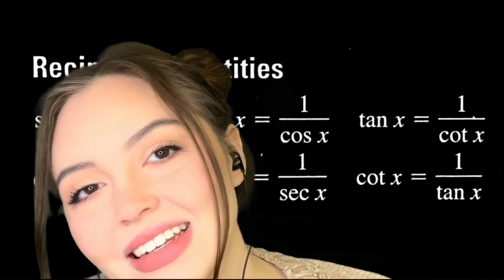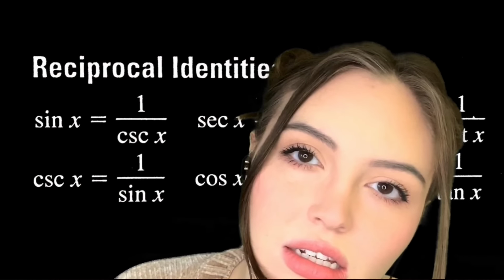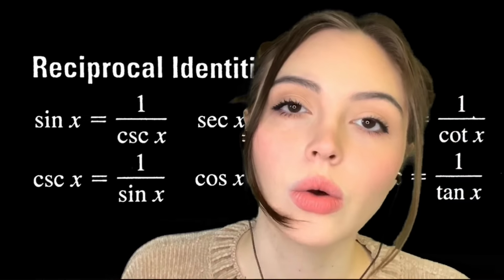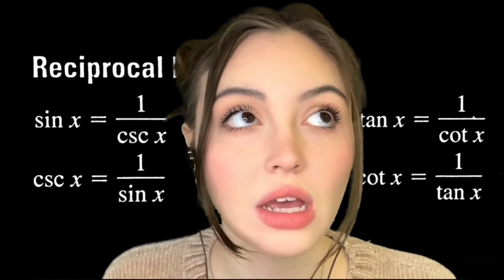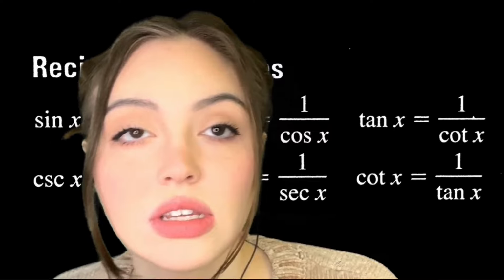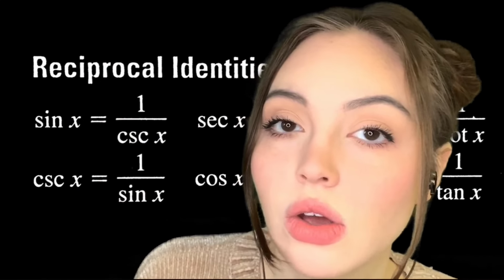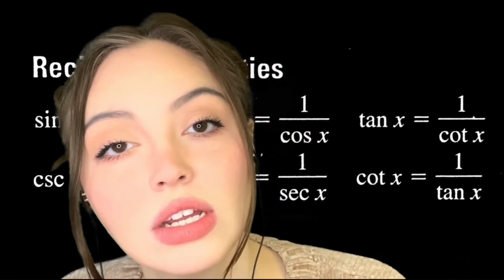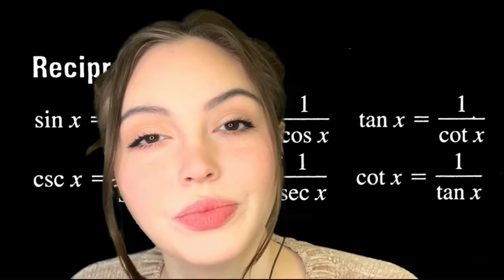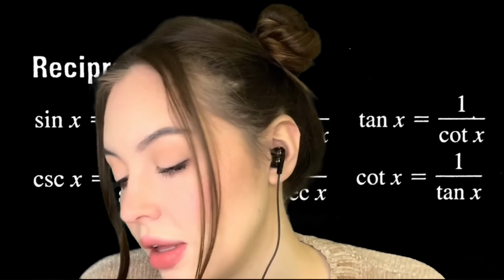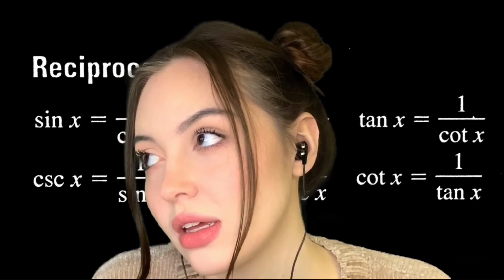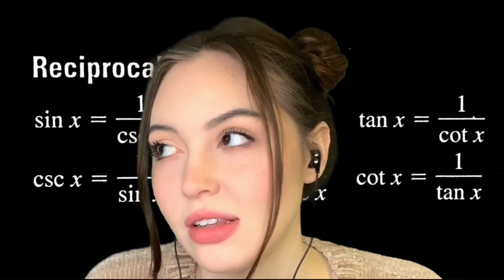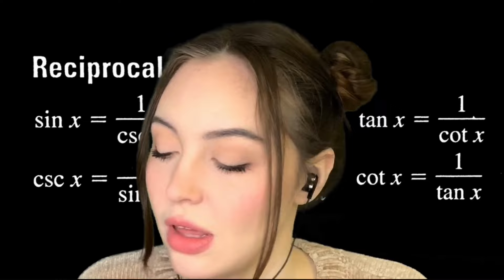Reciprocal identities. And like I said, we know about sines, cosines, tangents, and then there's secants and cotangents, right? So not bad. And you can find these using these reciprocal identities.